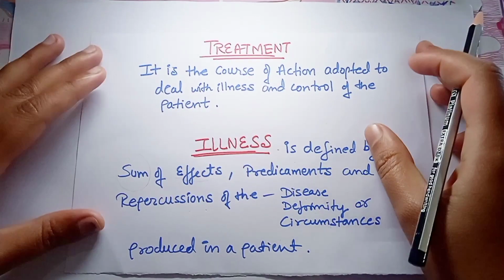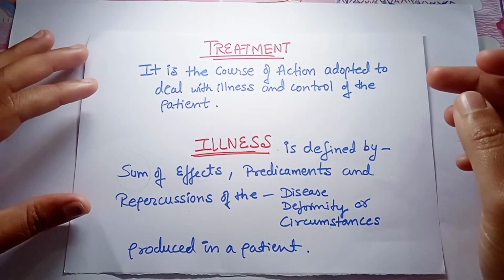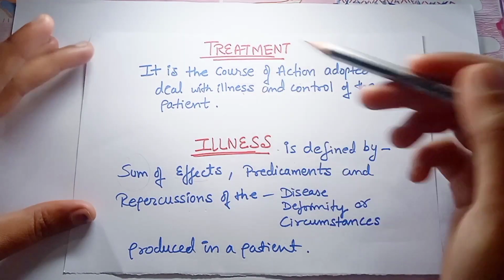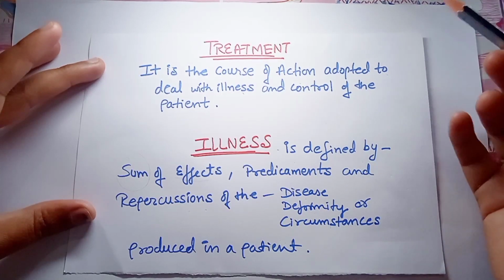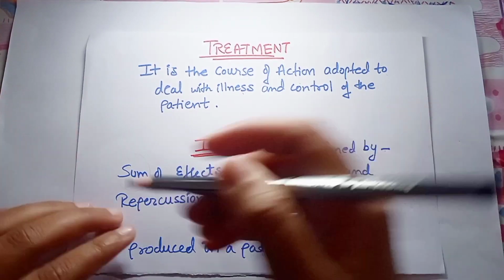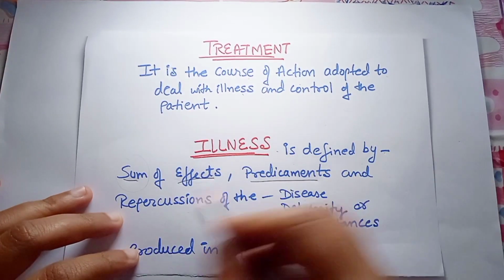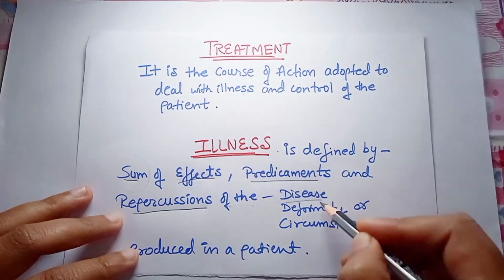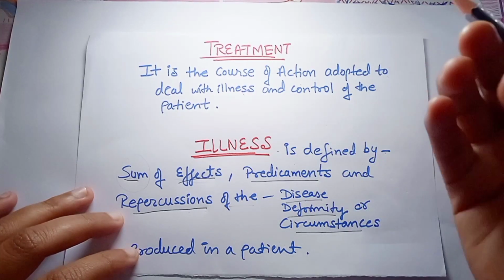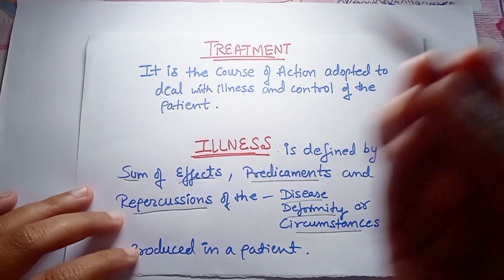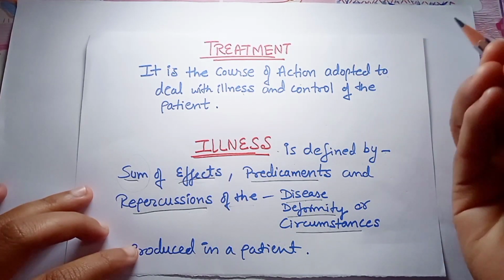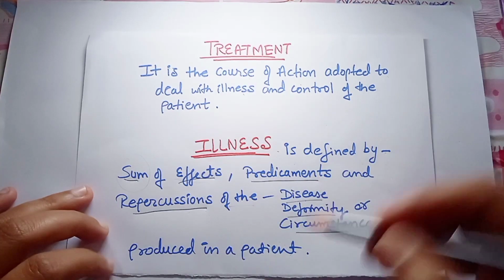Let me give you a brief about treatment and illness. Treatment is the course of action which is adopted to deal with illness and control of the patient. And illness, what is illness? Illness is defined by sum of effects, predicaments and repercussions of the disease, deformity or circumstances. The term predicaments means a certain unpleasant condition or a situation. And repercussions means consequences, outcome of the disease, deformity or circumstances produced in a patient.